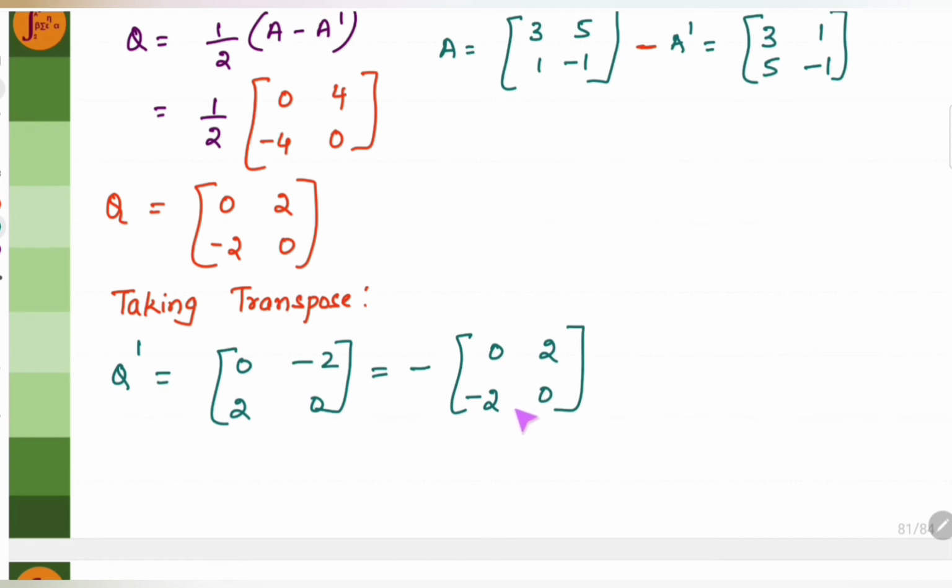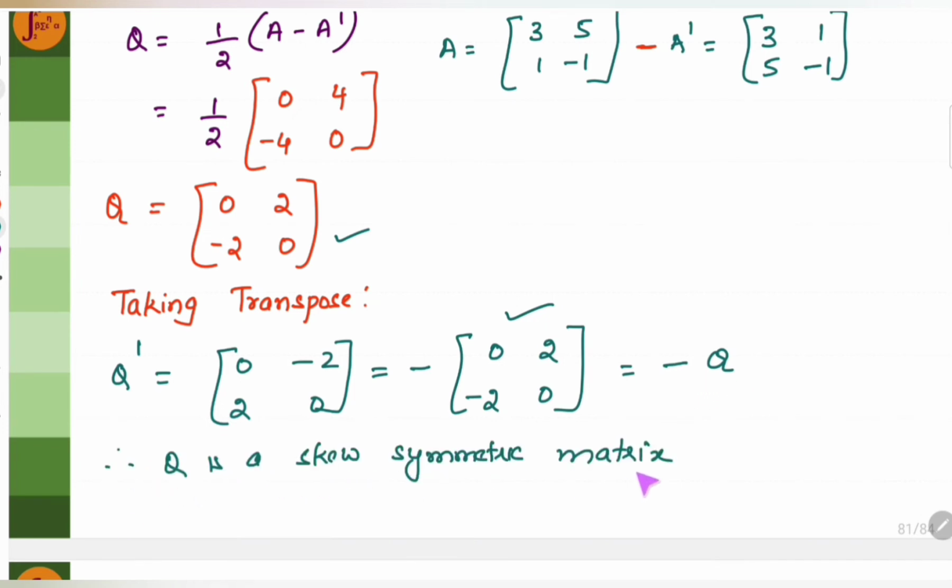Right? Now if you notice, this matrix is exactly the same as matrix Q. It's nothing but minus Q. So Q dash is equal to minus Q. So this satisfies the condition for a skew symmetric matrix. Therefore Q is a skew symmetric matrix, which means, what is Q we assumed? Q is half of A minus A transpose. So half of A minus A transpose is a skew symmetric matrix.